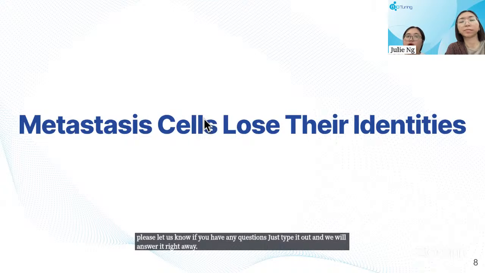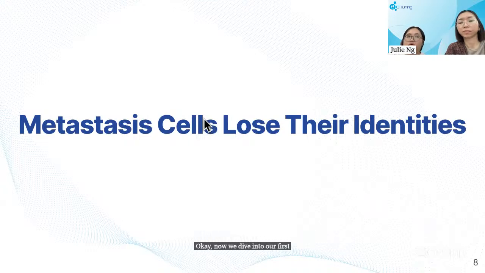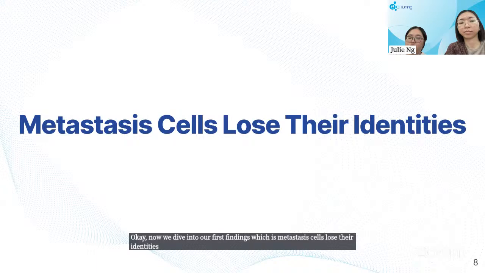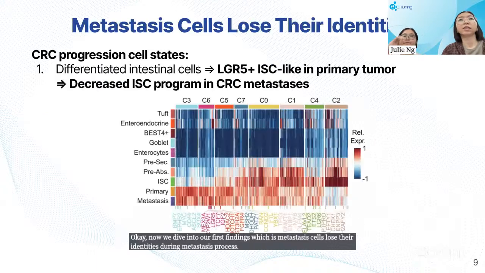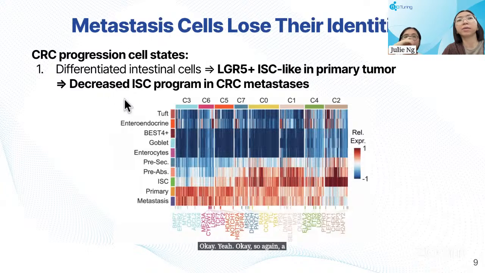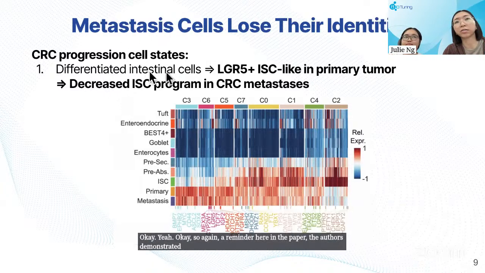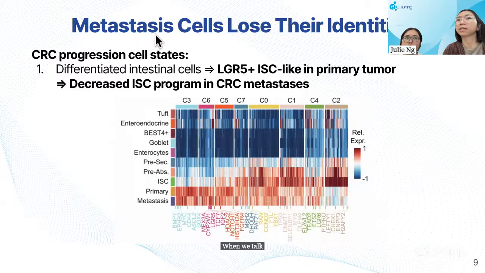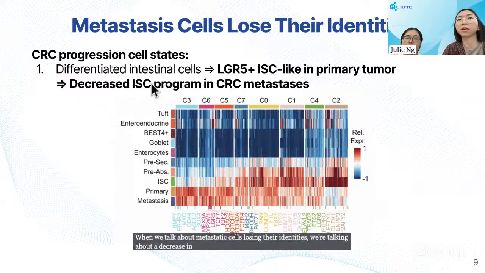Now we dive into our first finding, which is that metastasis cells lose their identities during the metastasis process. Again, a reminder: in the paper, the authors demonstrated how differentiated intestinal cells become more stem cell-like in their primary tumor. So when we talk about metastatic cells losing their identities, we're talking about a decrease in intestinal stem cell programs in the colorectal cancer metastases. So these programs or gene sets are decreased relative to our primary tumor.